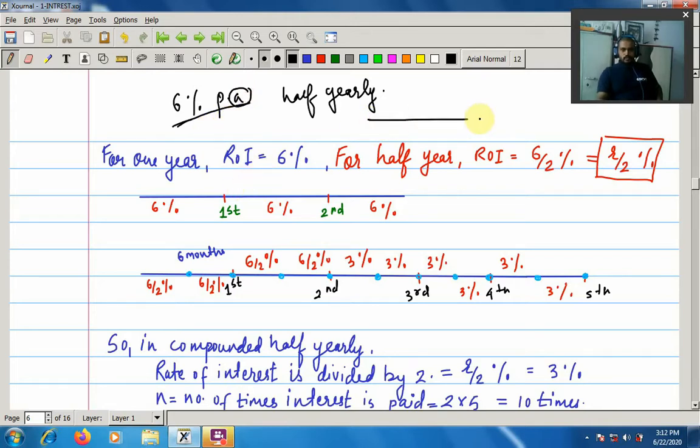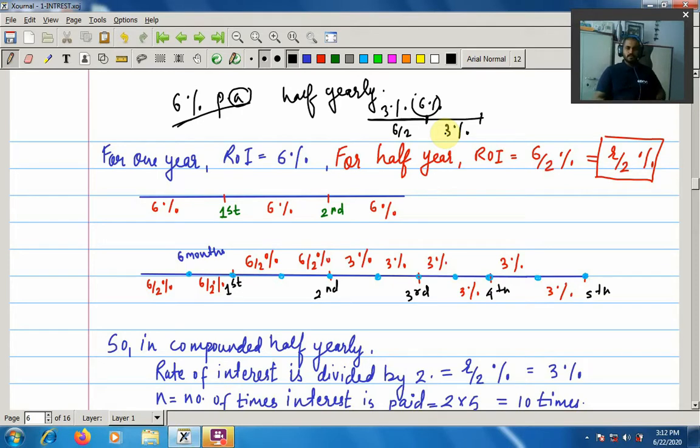So for 1 year, if this is my first year, 6% for this complete 1 year. What will be the rate of interest for half year? If the 6 is for full year, then 6 by 2 is for half year. So 3%. 3% for half year, then 3% for again the next half year. This is what they do when my compounding is half yearly or quarterly.